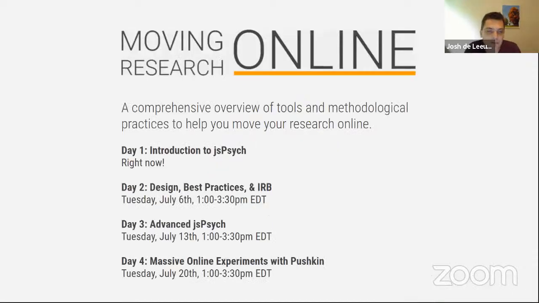So the goal of this workshop is to provide a comprehensive overview of tools and methodological practices that are going to help you move research online. So today is really going to be a day about tools and how you use the technology of building an online experiment. But on day 2, which is a week from now, we are going to have a session that's not about tools at all. It's really about design, best practices, the issues of IRB that come up with online experiments. And then in day 3, 2 weeks from today, we'll be having another session about JSPsych, another session about tooling, and that'll cover some more advanced features of the library.